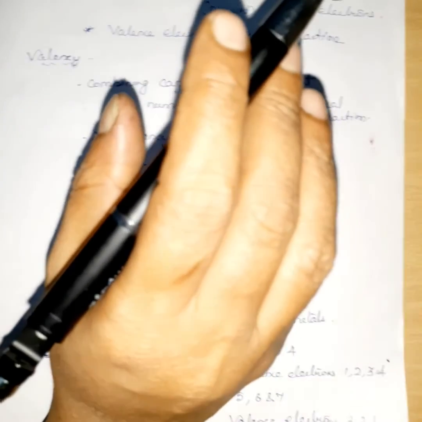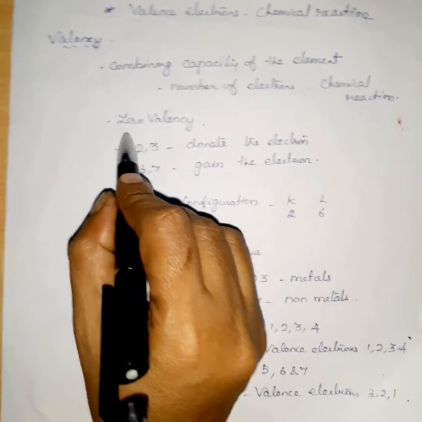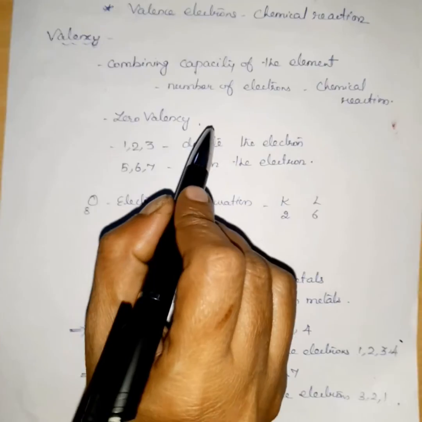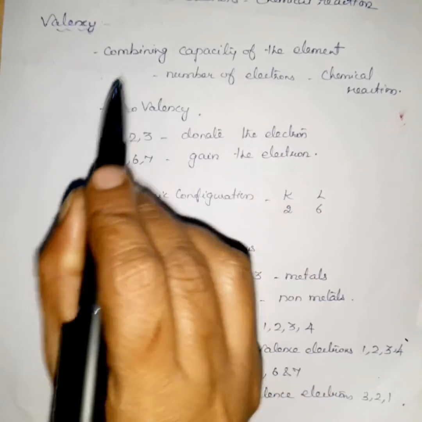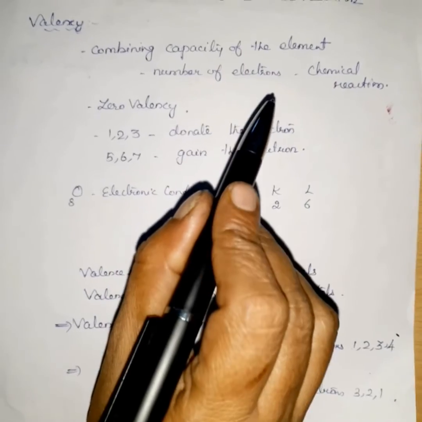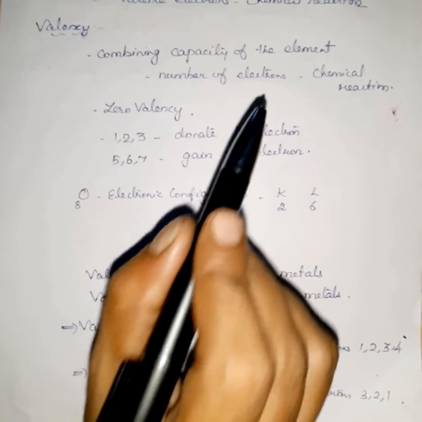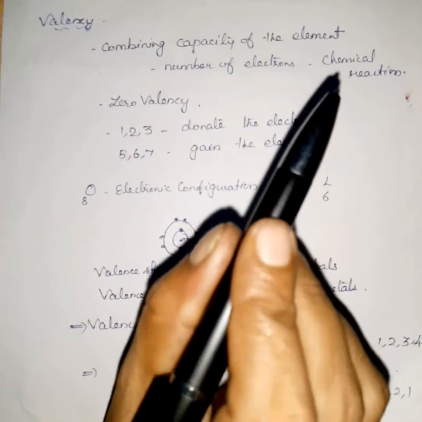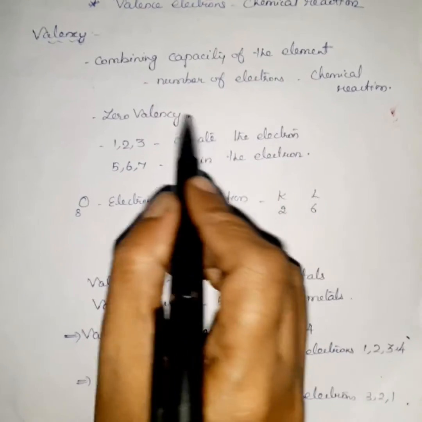Now you are going to study zero valency. What is zero valency? An element having a completely filled outermost shell is said to have zero valency.